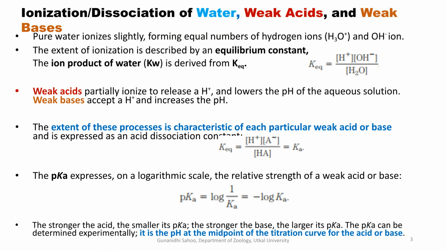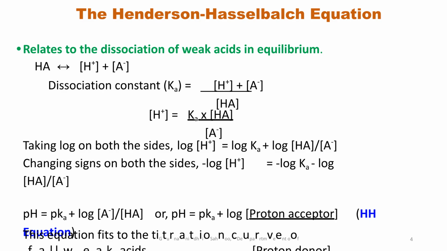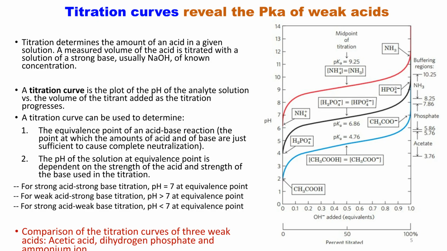The ionization of water, weak acids, and weak bases is described by equilibrium and acid dissociation constants. The pKa expresses the relative strength of a weak acid or base on a logarithmic scale. The Henderson-Hasselbalch equation relates to the dissociation of weak acids in equilibrium. The formula is pH equals pKa plus the log of the proton acceptor concentration divided by the proton donor concentration.